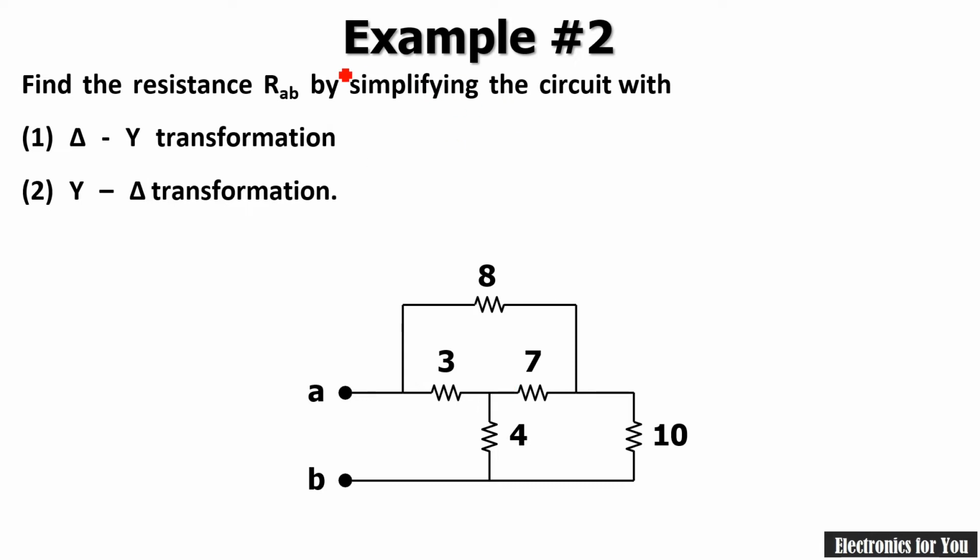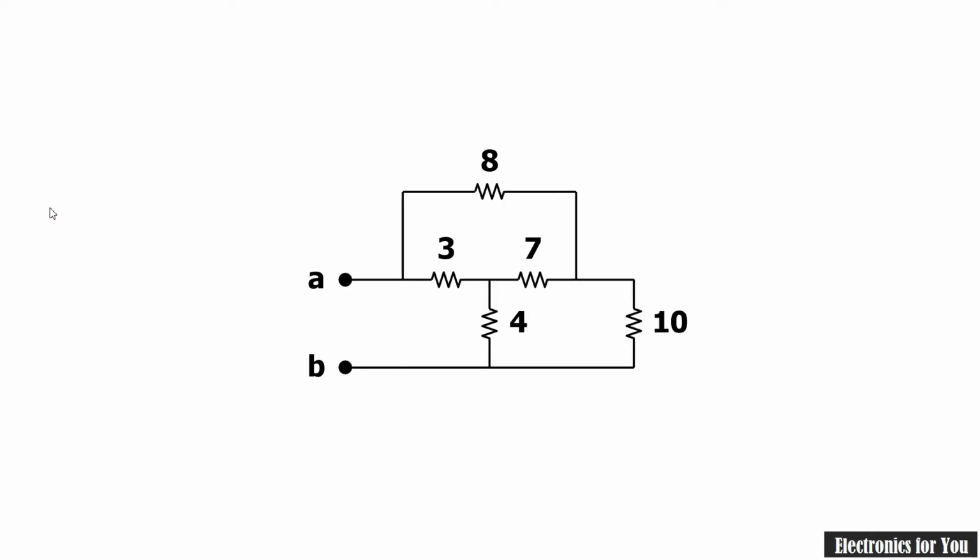And here is our example number 2 of similar type. In the previous video I had taken some resistances of the same values, but in this case all the resistances are of a different value, and again we have to find RAB, that is equivalent resistance between point A and point B here, by using delta to star transformation as well as star to delta transformation. So let us solve the problem by using delta to star transformation first, and later on we will see star to delta transformation. This is our original circuit.